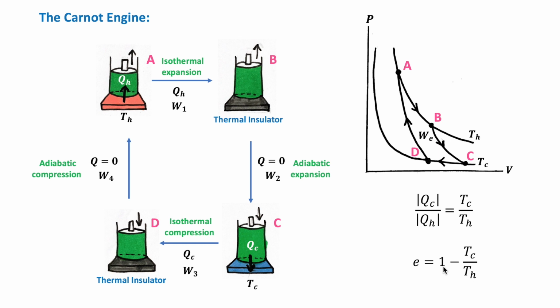All real engines are less efficient than the Carnot cycle because they are not carried out slowly enough for the processes to be reversible. So when real engines operate, they are not operating in these slow, reversible processes. So the efficiency is always less than that of the Carnot cycle.